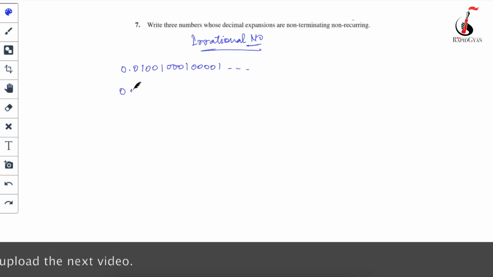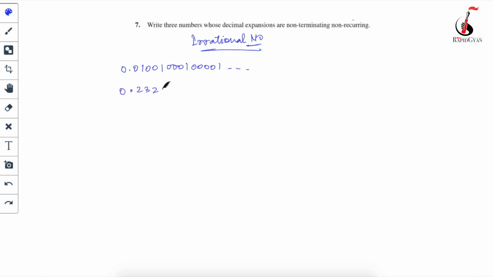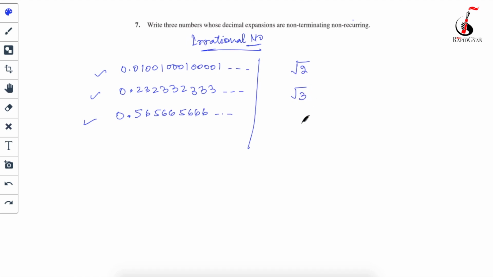Another example, take anything like 0.233232333 and so on. Another example, take 0.5665665666 and so on. So these are the three irrational numbers. Or you can also write, beta, I have told you that square roots of prime numbers are also irrational numbers. But they are saying to write three numbers whose decimal expansions are such, so you can either write this or this, both are correct.